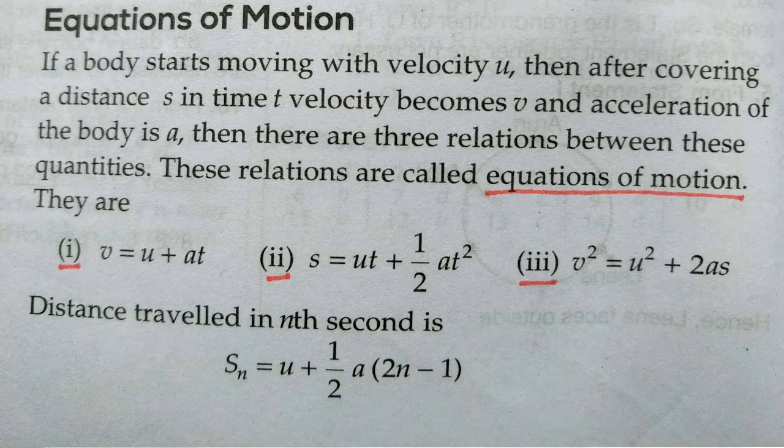Equations of motion. If a body starts moving with velocity u, then after covering a distance s in time t, velocity becomes v and acceleration of the body is a. Then there are three relations between these quantities. These relations are called equations of motion. They are: v is equal to u plus at. Second one, s is equal to ut plus half at square. Third one, v square is equal to u square plus 2as.